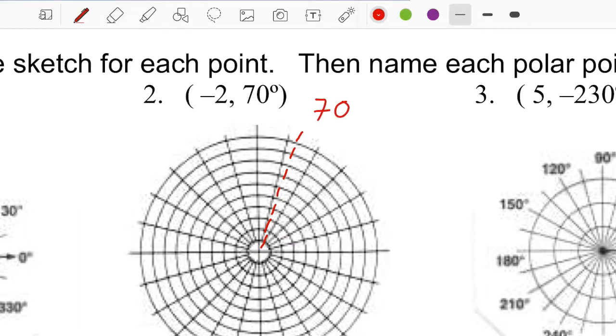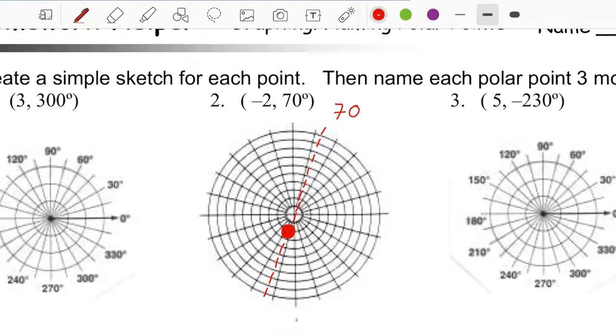That's 70 degrees. But since it's negative 2, I'm going to have to go backwards on 70 degrees. What that really means is I'm going to have to go to the opposite side. And that's going to cause me to ultimately plot my point right here. I only went 2 circles out, but still I'm on the opposite side of 70. Now, that's the point, but of course, the next objective here is to see if we can come up with other ways to rotate to that point.